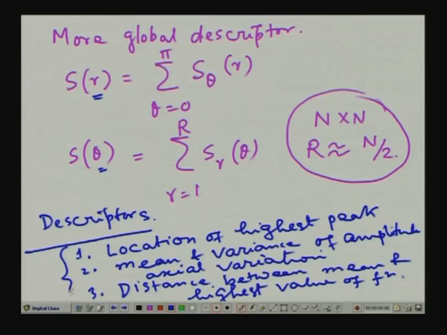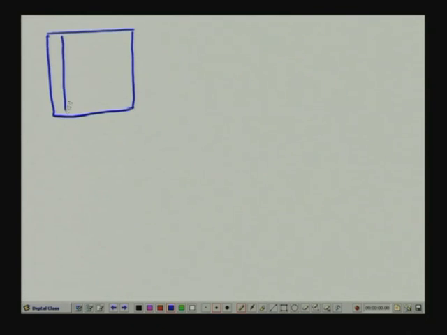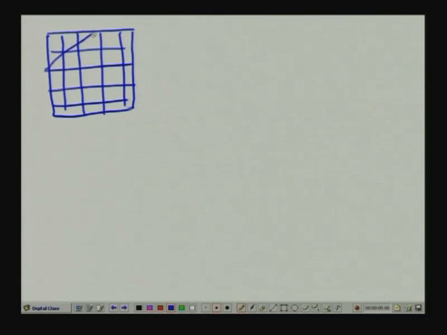So, these are the various descriptors that can be obtained from these two functions S r and S theta. Now, what do we mean by this? Let us take a look at an example. Suppose I have a texture image which is given like this. So, this shows a typical texture image.